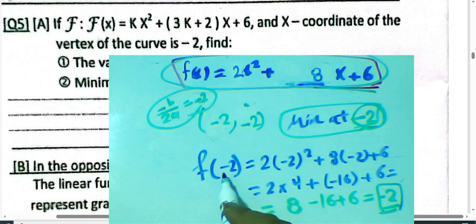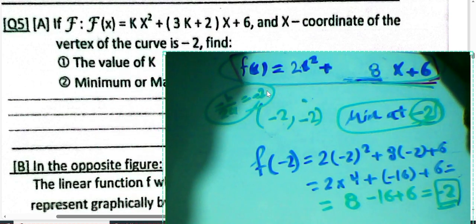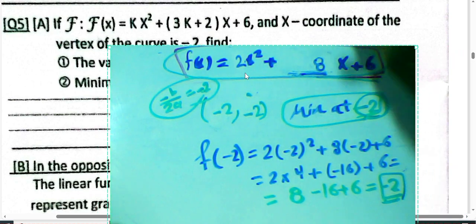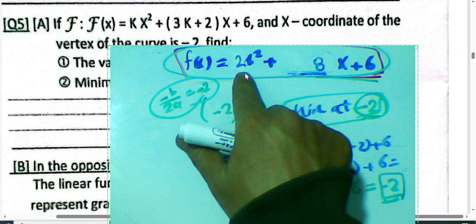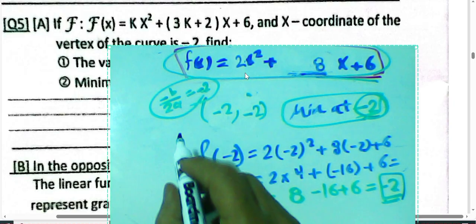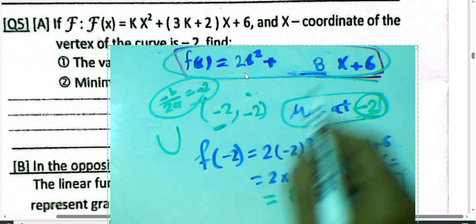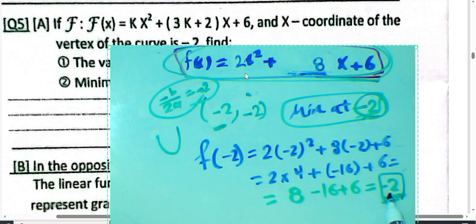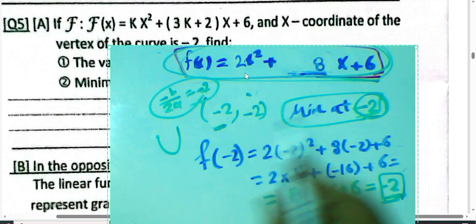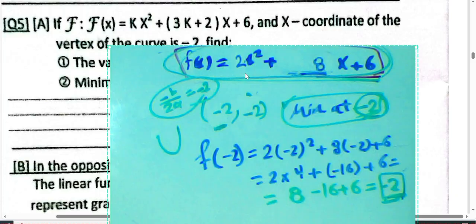Then if we put f of negative 2, he asked in this example, what is the minimum or maximum value of the function? It will be minimum. Why? Because the coefficient of x power 2 here is positive. If the coefficient of x power 2 is positive, it will be minimum, like this curve down. At x equal negative 2, put x equal negative 2 in this function, then the image will be negative 2. Then the point will be negative 2 and negative 2. So you must write minimum at negative 2.